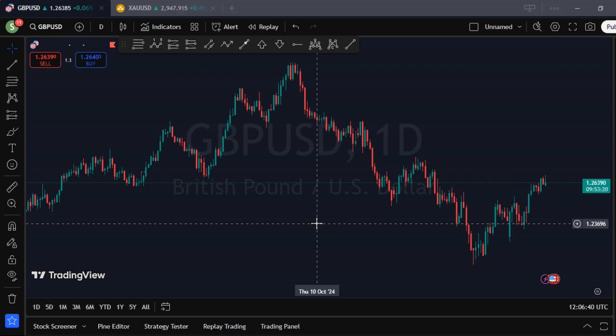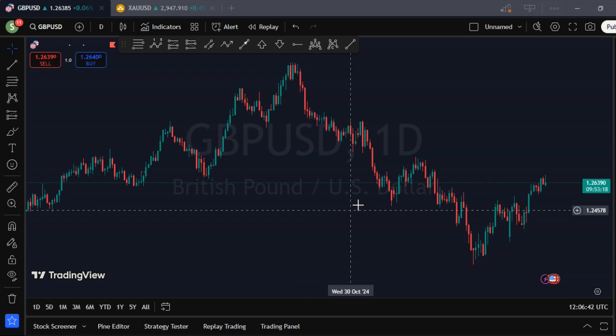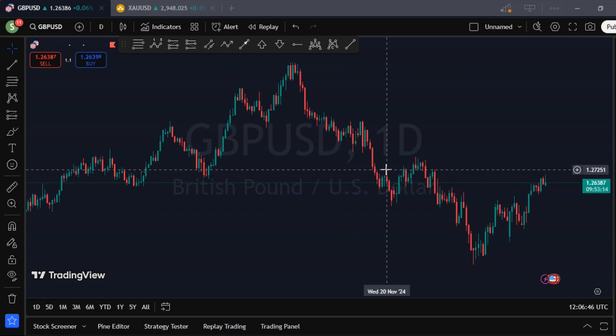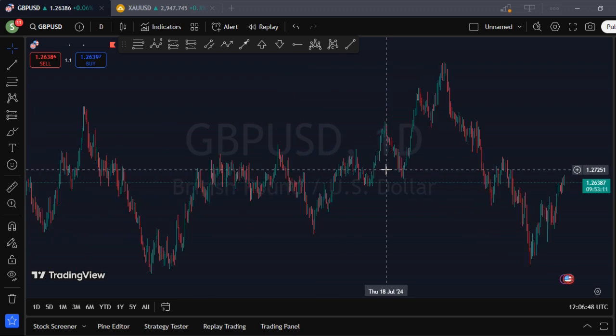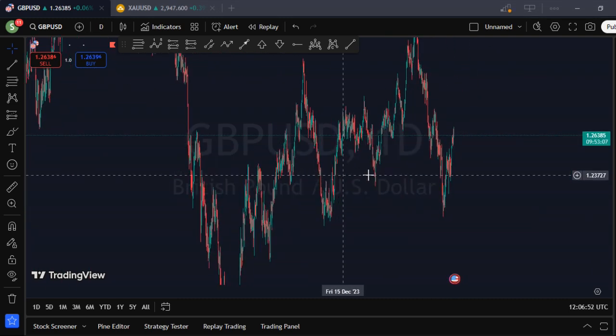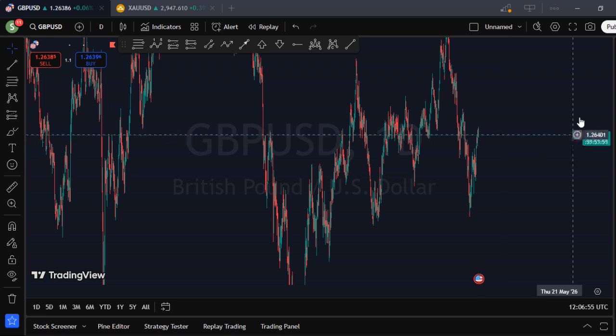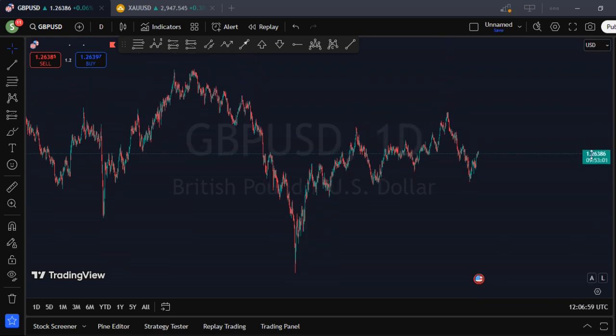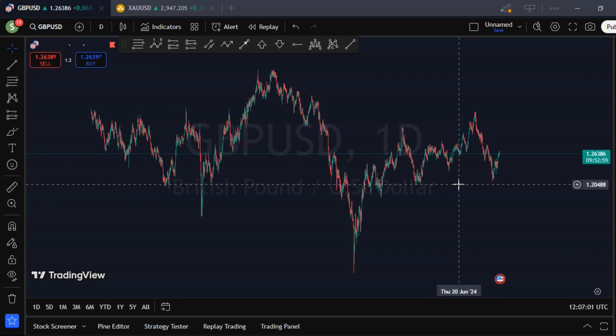So without any wasting of time, let's get to it, guys. With me I have GBPUSD. First thing first, we look for obvious points. That is what I like to do when I'm trading. I look for obvious points on my daily time frame. I like to start analyzing my trades on a daily time frame.